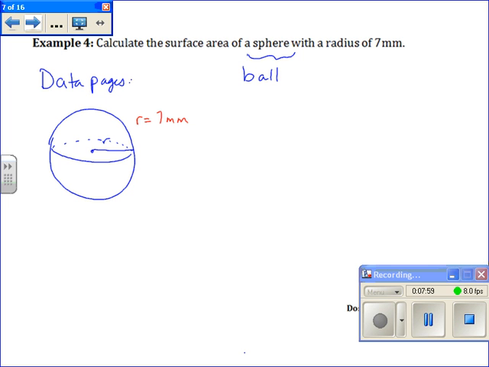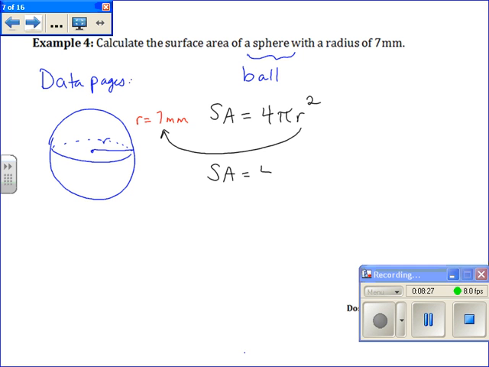And if I look at my data booklet and look for surface area, and ask myself, what is the formula for surface area of a sphere? One of the things I notice here is that the only thing I need, here's the formula, 4 pi r squared. The only thing I actually need to calculate surface area is the radius, right here. That's the only thing I really need. And then when I put it into my formula, I have to square it. So let's do the math.